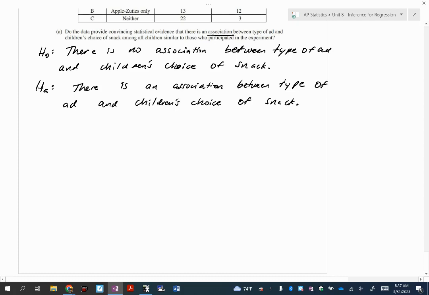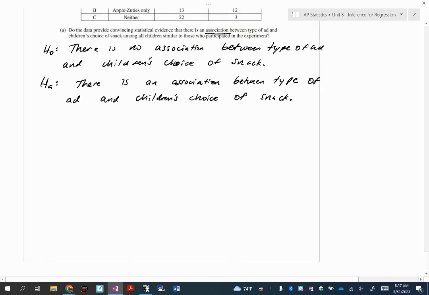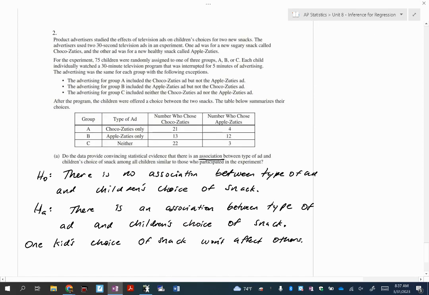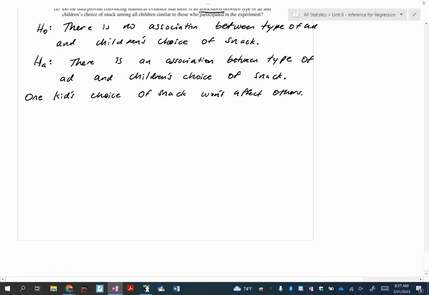Okay, so got a few assumptions and conditions to make here. We're going to assume independence, so one kid's choice of snack won't affect others. All right, we do have randomness. It says in the problem that these 75 children were randomly assigned to one of these 3 groups.